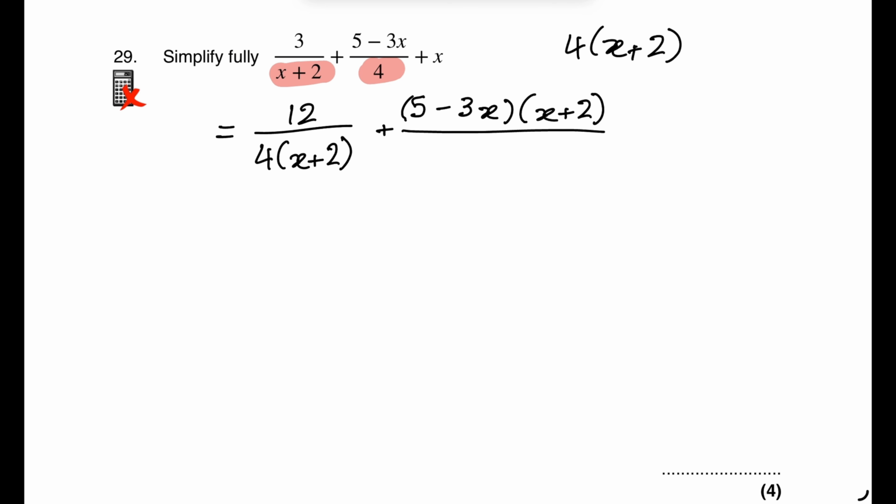And then my nice denominator that I've already worked out. And then I have my final term there. I need to multiply by both 4 and x plus 2. So that's going to be 4x, x plus 2, over 4x plus 2.